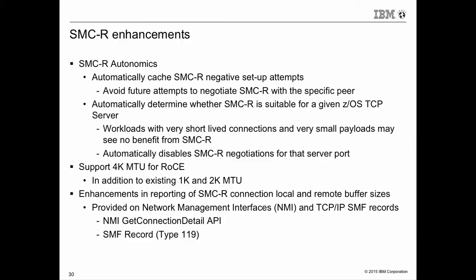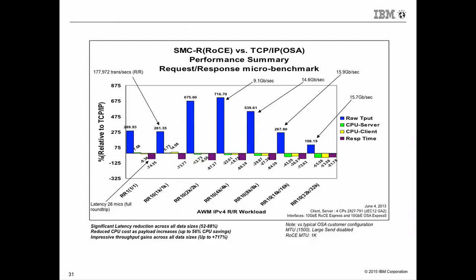And then finally, we have some miscellaneous enhancements in what we report for SMC-R connections. For instance, we will report local and remote buffer sizes that we're using internally for RDMA operations, and that's provided not only on Netstat but also on the network management interfaces that allow network management vendors to interact with us, and in TCPIP SMF records.